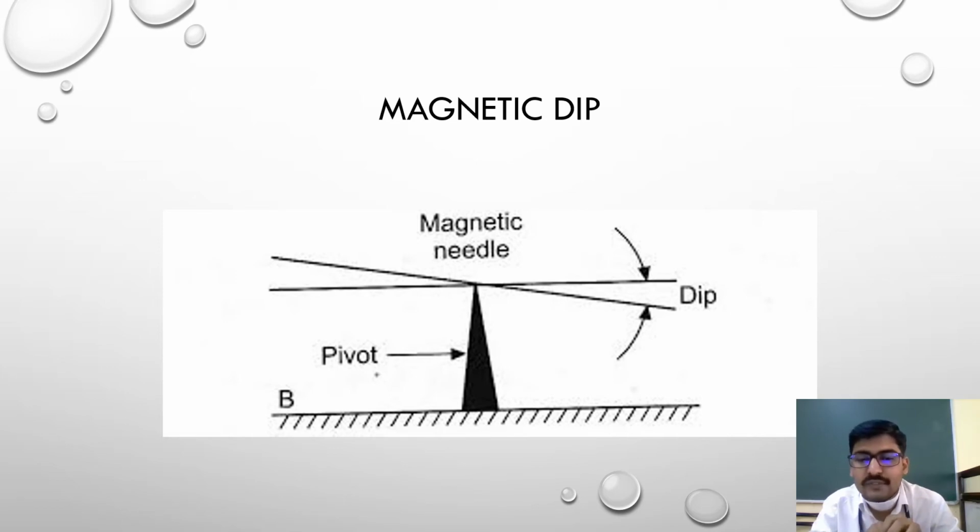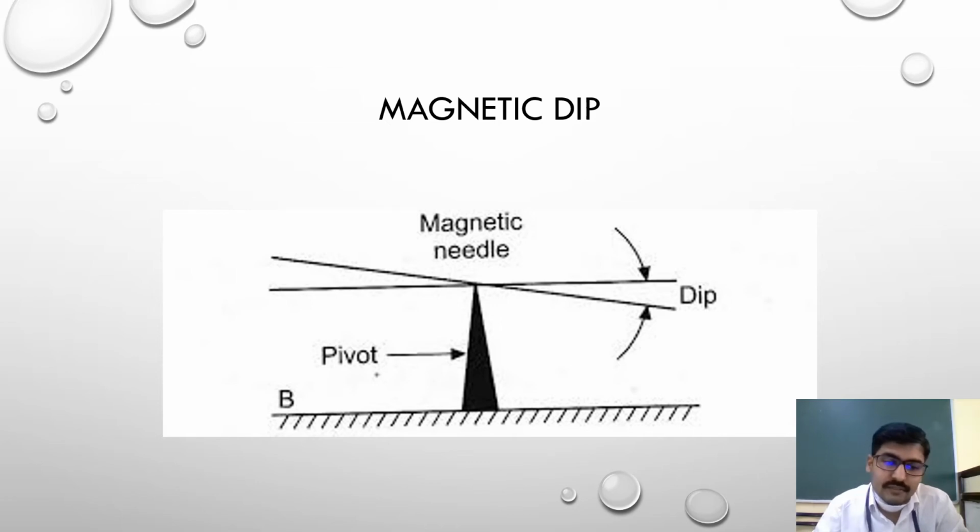And at the poles, exactly when you hold the magnetic needle at the north pole, you will find the magnetic needle completely touching the ground, or completely having its position vertical, right? And even if you go to the south pole, you will find the magnetic needle completely dipping. You can say almost 90-degree dip at the magnetic poles, the north pole or south pole of the earth. So this is what magnetic dip is.